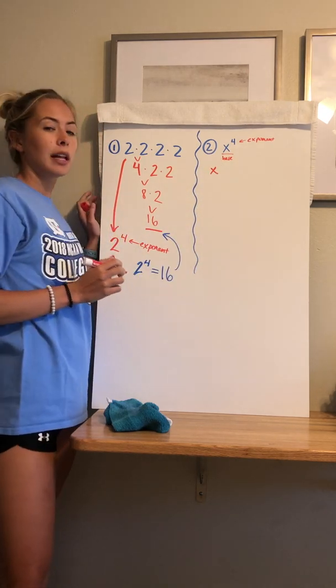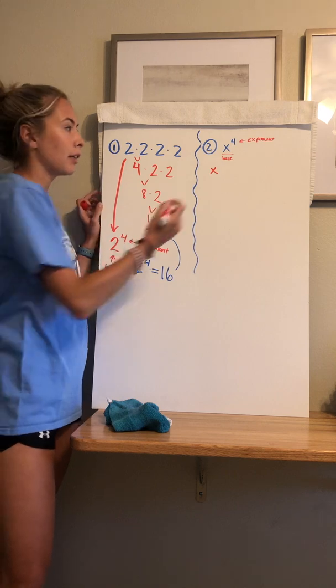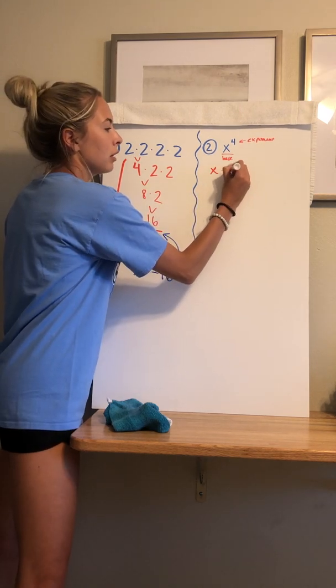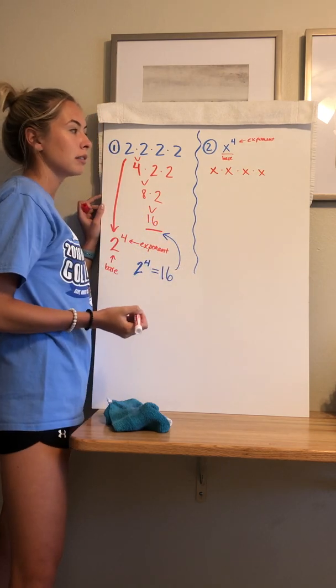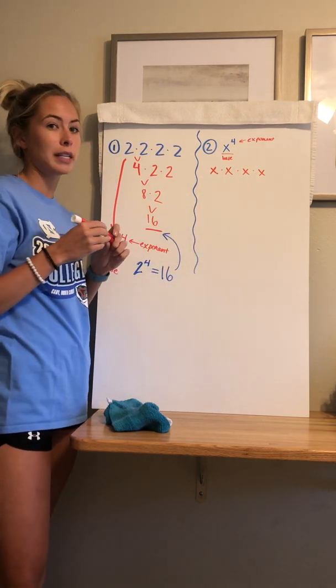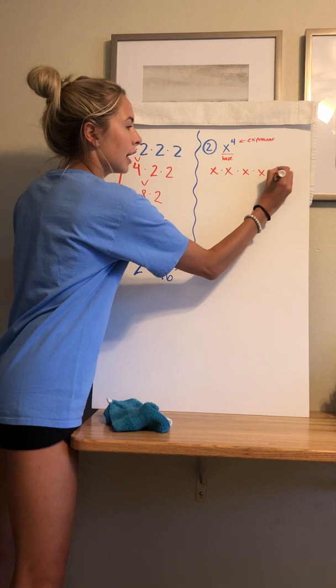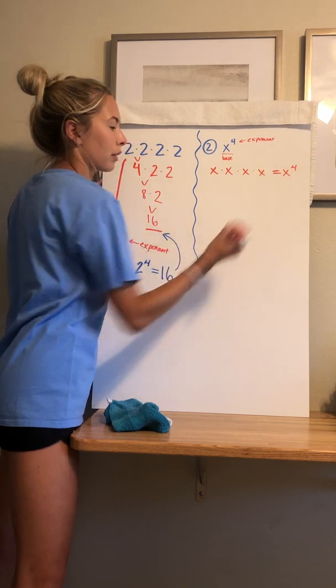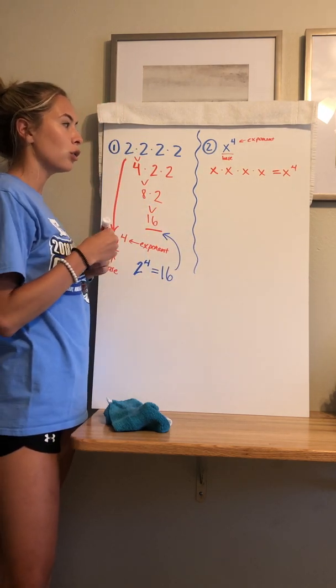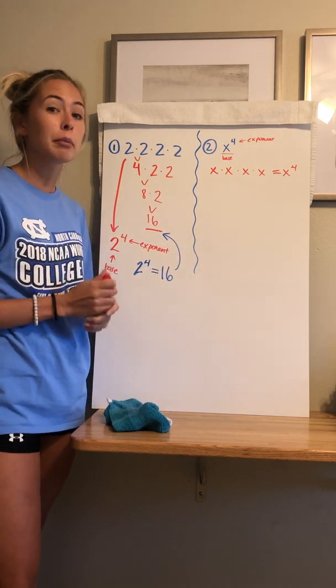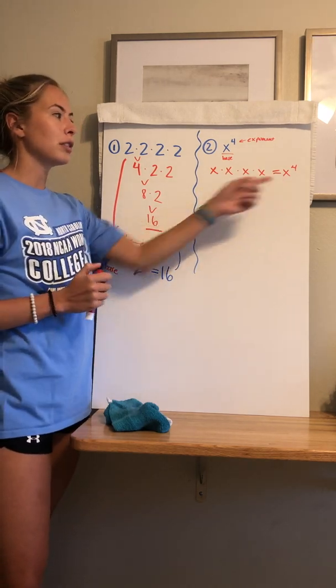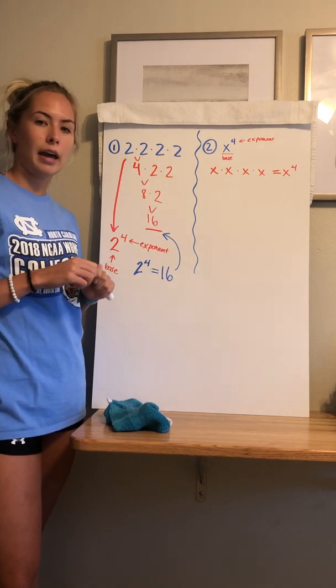And our exponent was telling us how many times it was being multiplied together. And it's 4, so we have x times x times x times x, right? So we have 4 x's being multiplied together, which is the same as writing x to the 4th. So if you were to see all 4 of these x's, and let's say you were told to simplify it, this would be how you simplify it, is just writing it in exponent form.